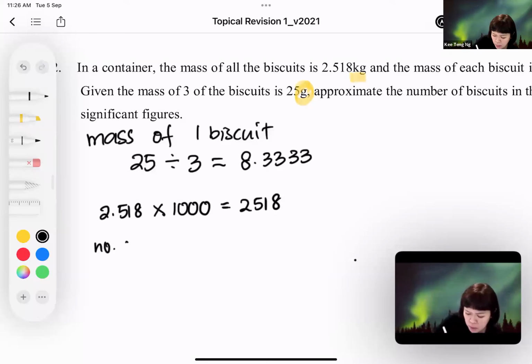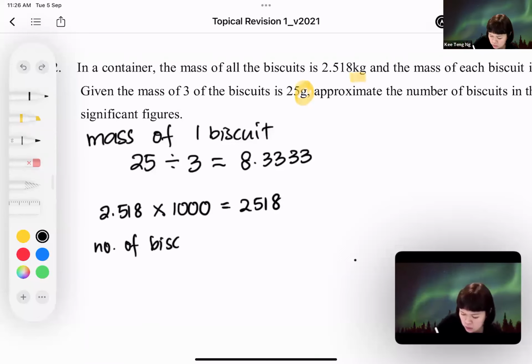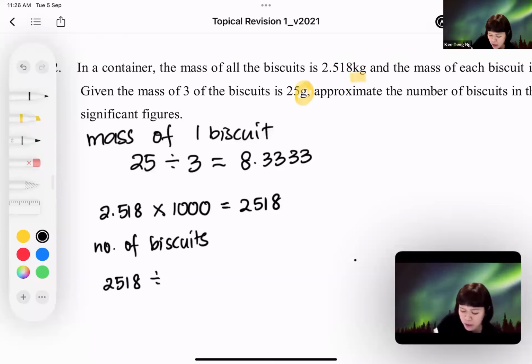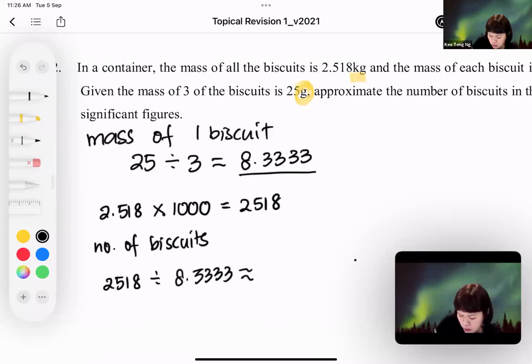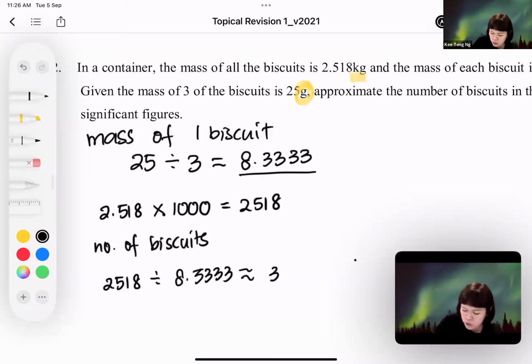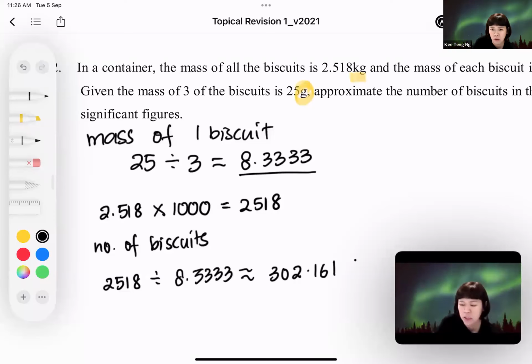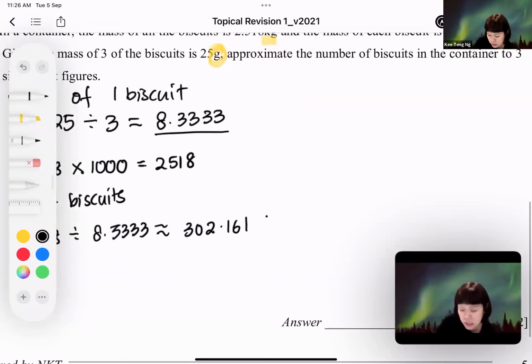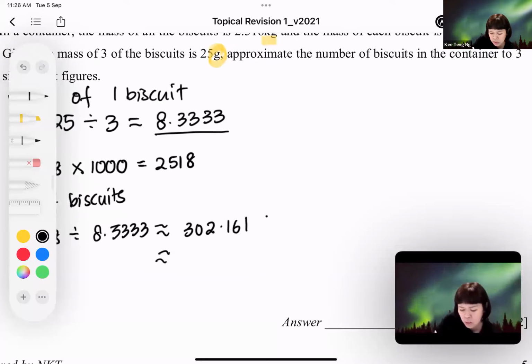So approximate number of biscuits. Please write description. I take 2518 divided by my 5 sig fig number, 8.3333, and approximate it. 302.161. They say round off the number of biscuits to 3 significant figures. So the maximum I can have is 302 biscuits.